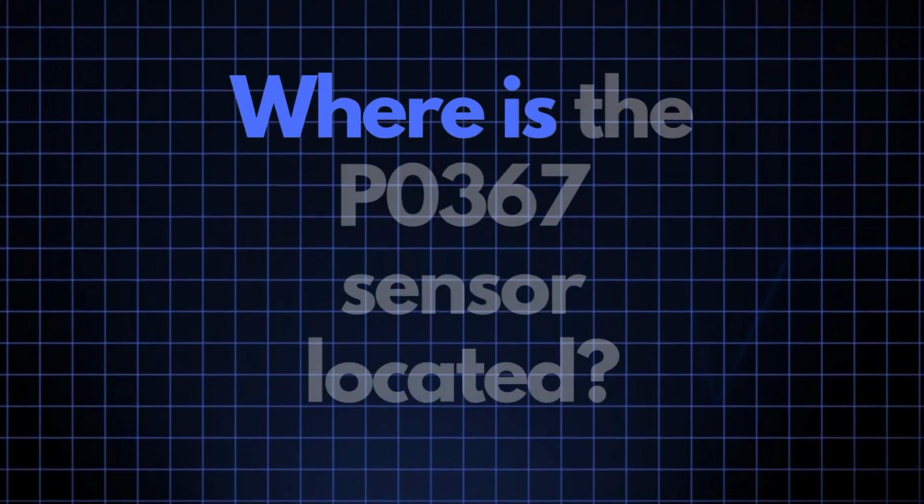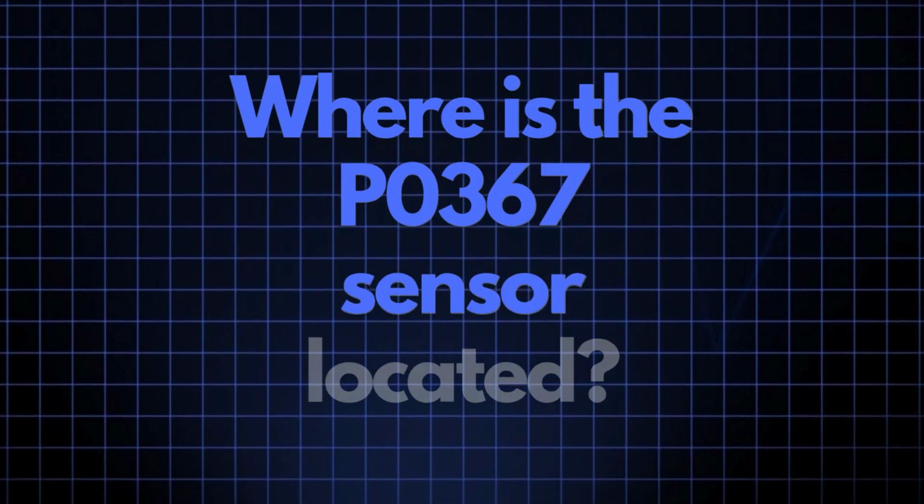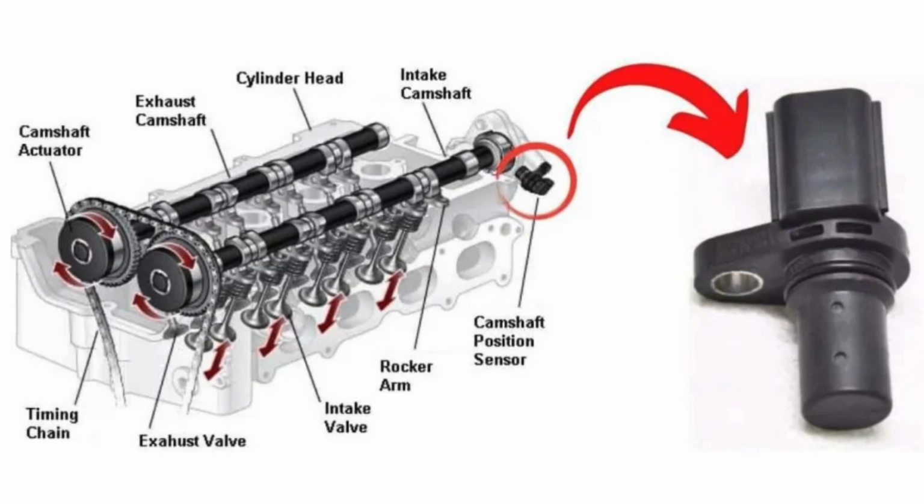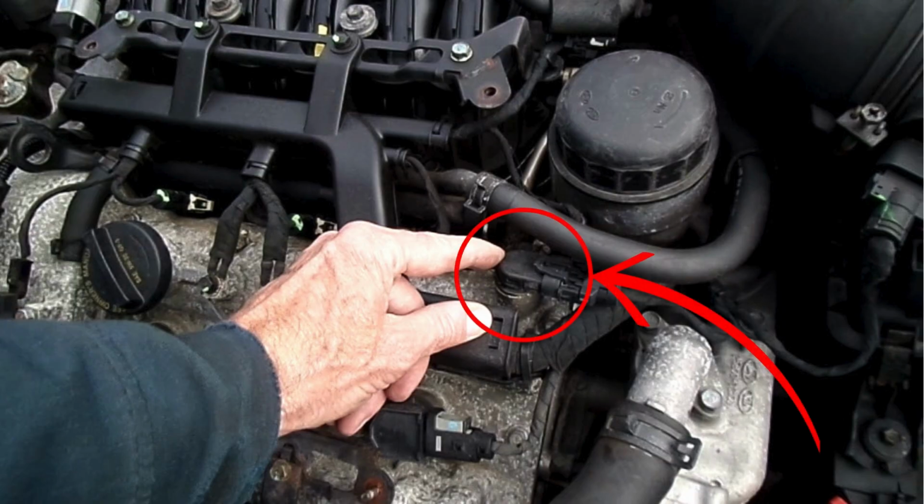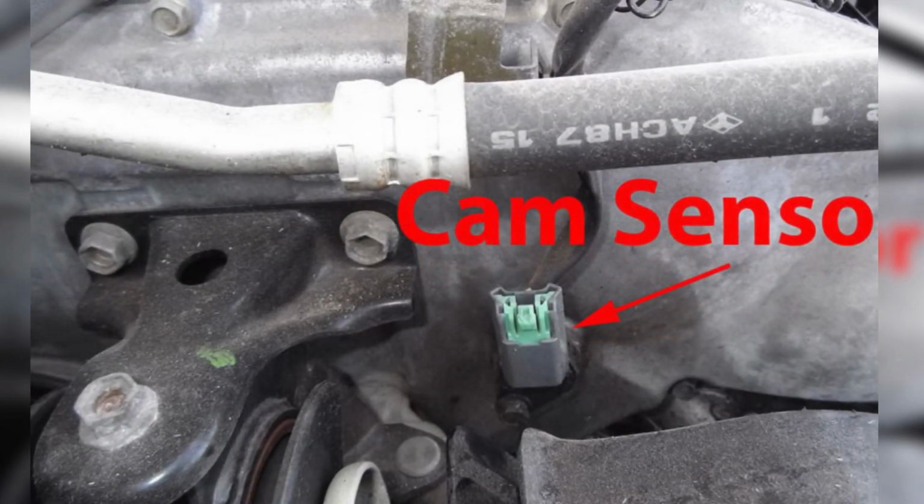Now, where exactly is the P0367 sensor located? The camshaft position sensor, responsible for triggering the P0367 code, is usually positioned close to the camshaft. Its exact location can vary depending on your vehicle's make and model, but you'll typically find it either on the valve cover or directly in the cylinder head.